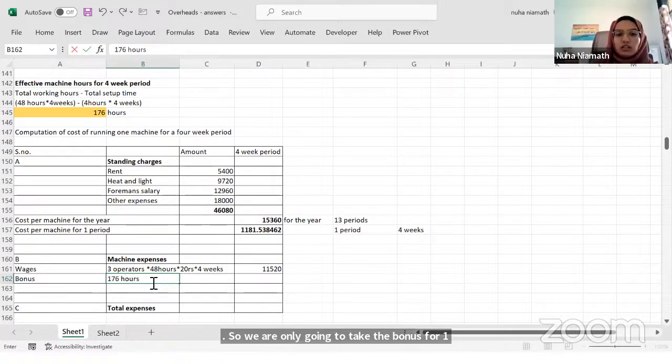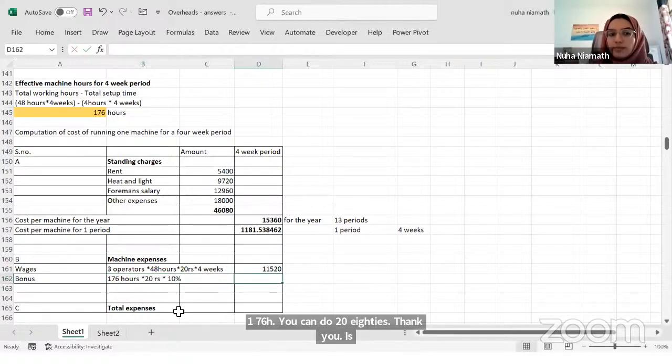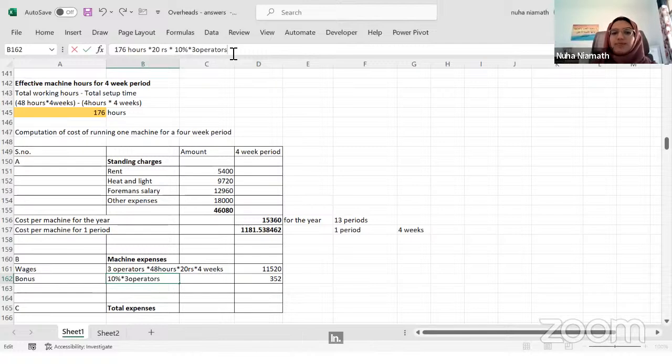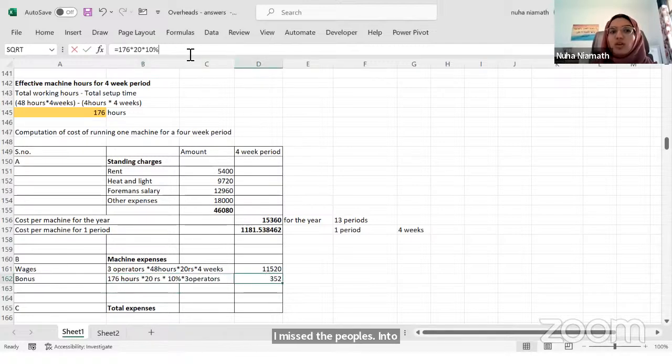So 176 hours into 20 rupees into 10%. Is this formula clear? 176 into 20 rupees into 10%, into 3. I missed the 3 operators. Into 3 operators, not just for 1, because 3 operators are being used for 1 machine. So we'll get 1056. Amal Krishna, I hope you corrected yourself. It's not just for 1 operator, we will be using it for 3 operators. Has everyone arrived at 1056?